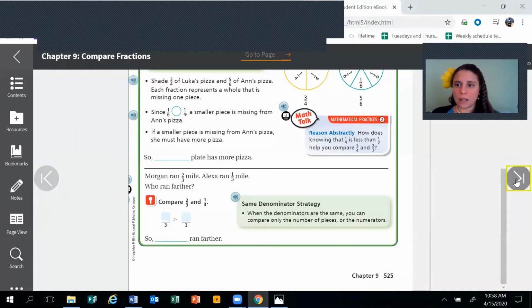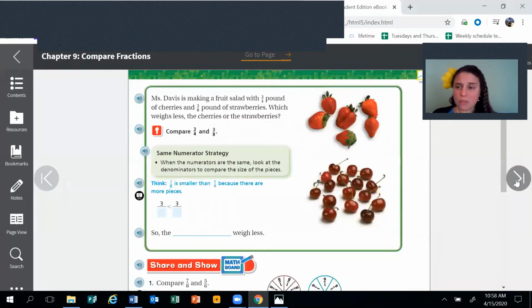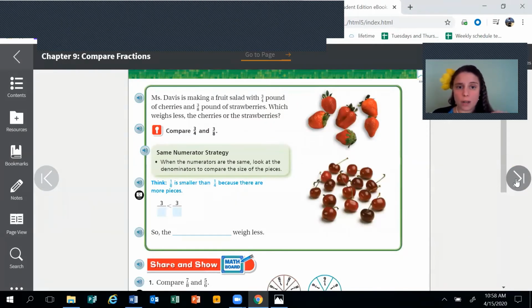Right, and let's go ahead and go to the next page. And it's another word problem. Let's go ahead and read it. Ms. Davis is making a fruit salad with 3/4 of a pound of cherries and 3/8 of a pound of strawberries. Which weighs less, the cherries or the strawberries?